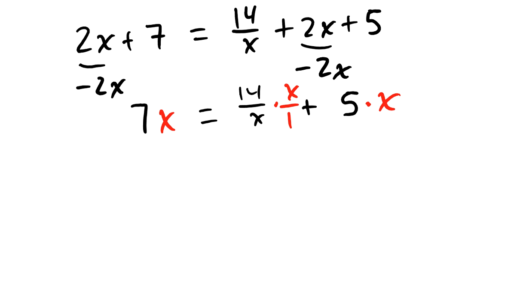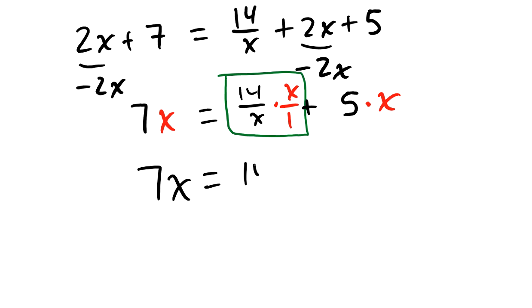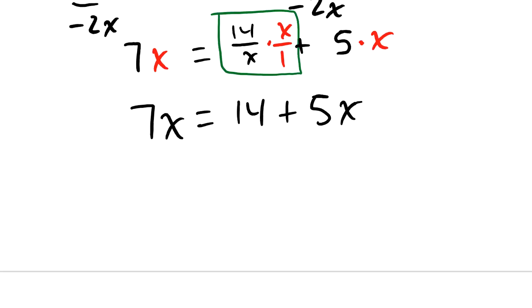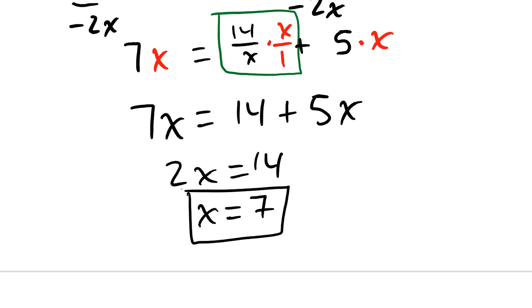What's nice about that is this particular term in the middle, right? It now has a giant 1 of x over x, which means, yay, it loses its fraction, right? So this simplifies to 7x equals 14 plus 5x. And I can take away 5 x's from each side. So I'm looking at 2x is 14, and I can divide both sides by 2. So x is 7.